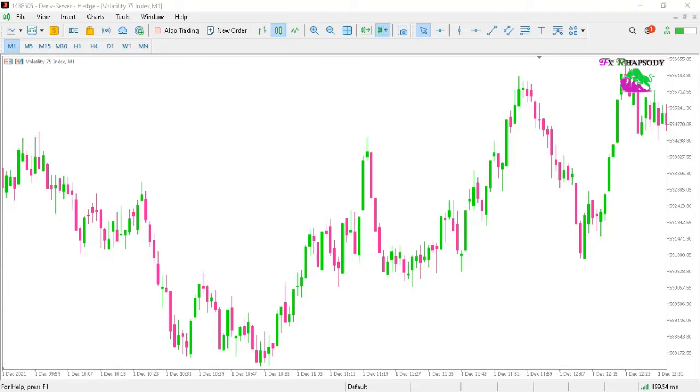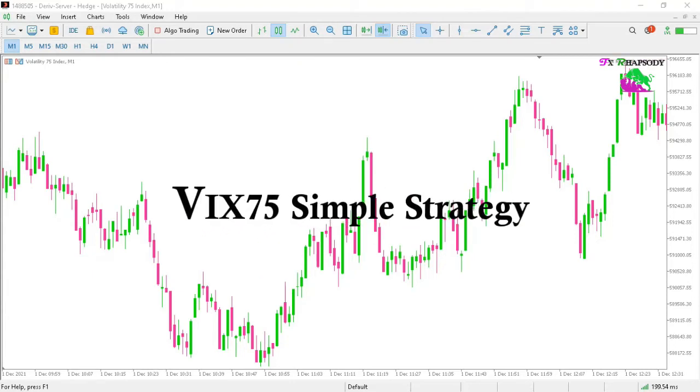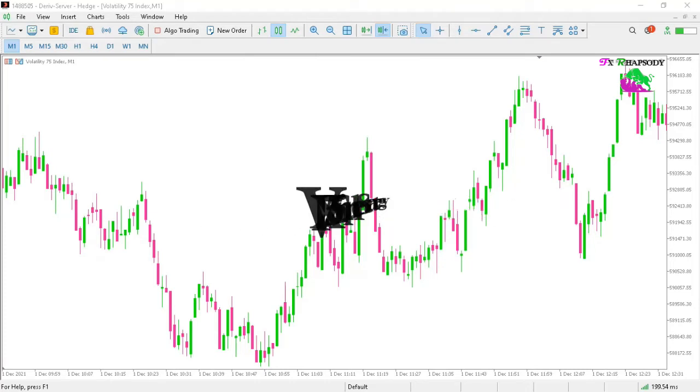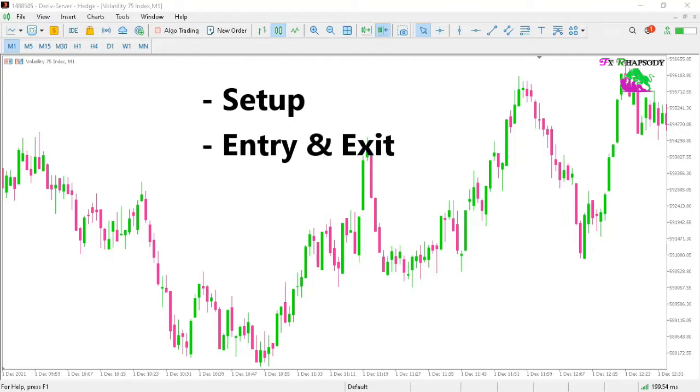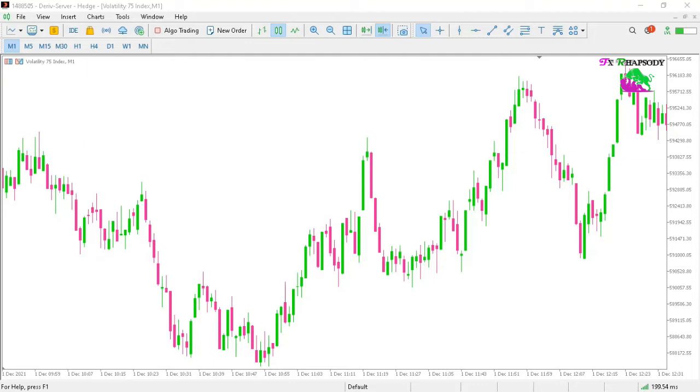Today I'm back again with another VIX75 volatility 75 strategy that I want to show you. On this strategy, I'm using two indicators. I want to show you how to set up the strategy with the indicators, the entry point, where to enter, and how it works, and also the exit point of the strategy. Towards the end of the video, I'll give you a little bit of hints and tips on what to look out for and when not to trade this strategy. Okay, so let us start.